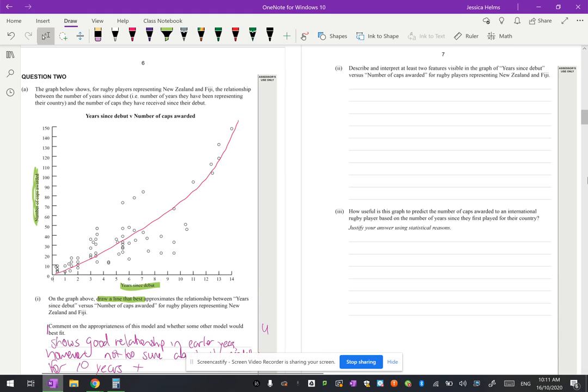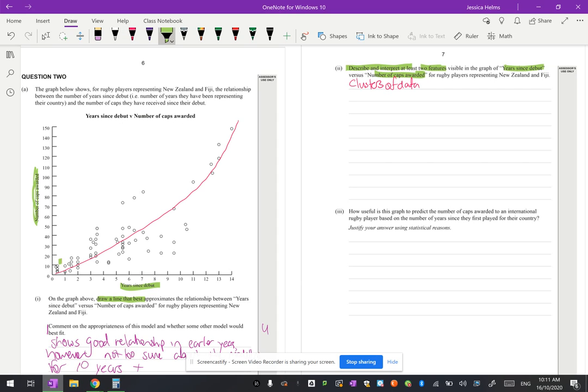All right, so for part 2 of this question, it says describe and interpret at least 2 features visible on the graph of years since debut versus number of caps awarded for the rugby players representing New Zealand and Fiji. This question is a bit of an interesting question. It wants you to pick out anything that's interesting here. So I guess you can talk about clusters of data. There's clusters of data, and I'll show you where they are.